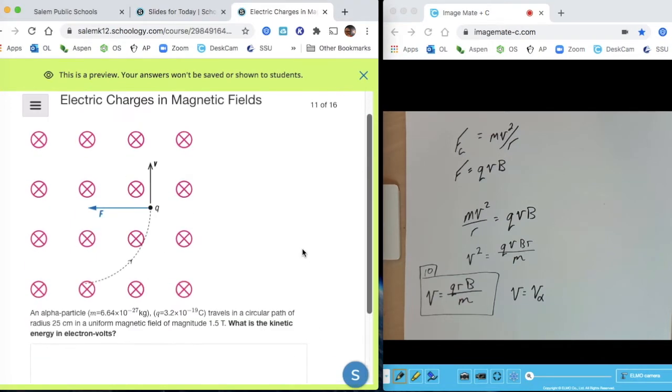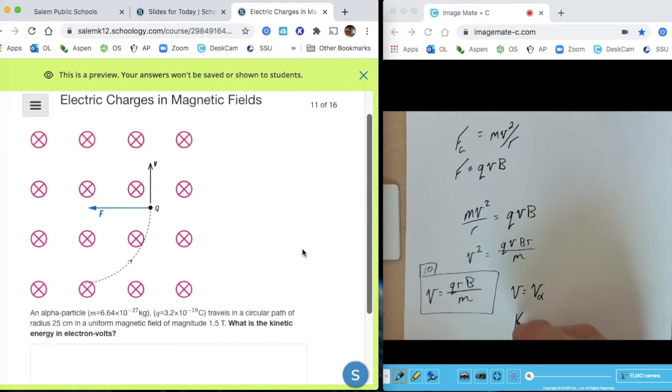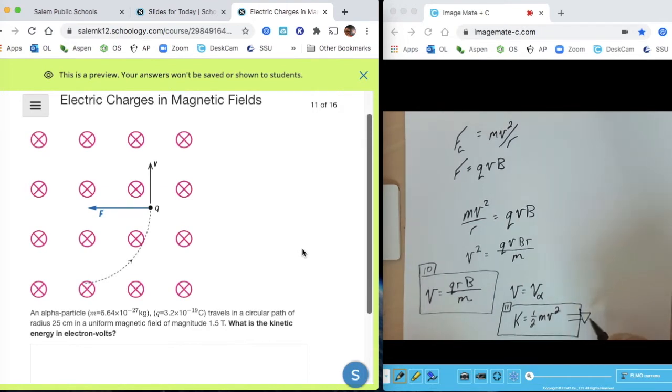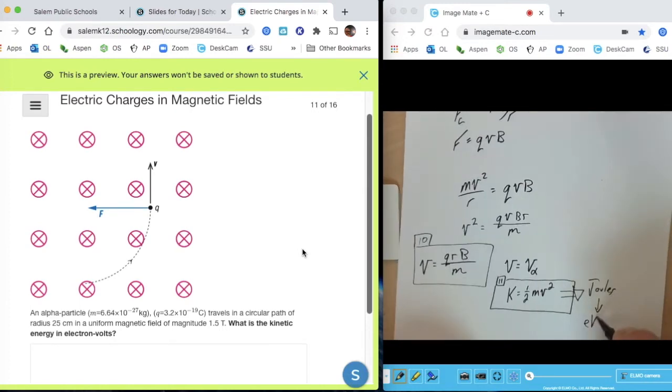Progressing to the next one, number 11. What is the KE in electron volts? Well, in general, I would just do the kinetic energy the old-fashioned way because we have all this stuff: 1/2 mv squared. So here's number 11. The kinetic energy is going to be 1/2 mv squared. But that'll give you the answer in joules. So how do we go from joules to eV?